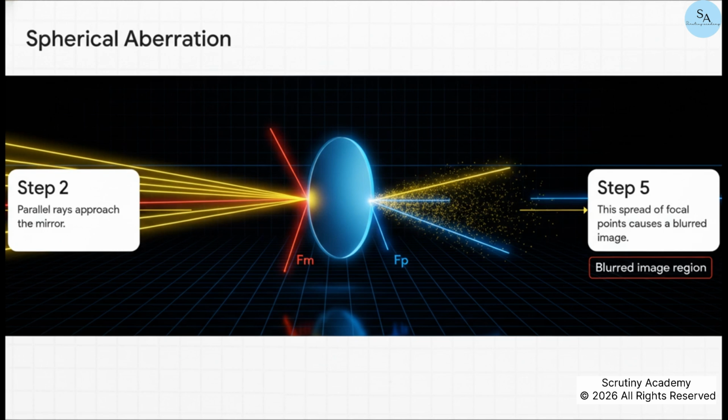And here's a cool little tidbit. This is exactly why super high-end telescopes, like the Hubble, don't use simple spherical mirrors. They actually use parabolic mirrors, which are shaped just right to force all the rays to meet at one single perfect point. It's a really clever fix for this exact problem.